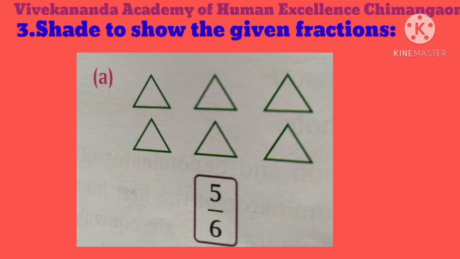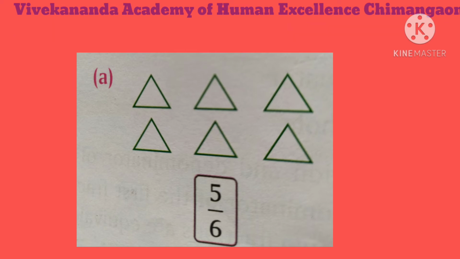Next question, question number 3: shade to show the given fractions. So here the given fraction is 5 upon 6. Here the numerator is 5 and the denominator is 6. It means the total triangles are 6 and from that we have to shade 5 triangles. Here we shade 5 triangles out of 6. In this way we shade to show the fraction 5 upon 6.